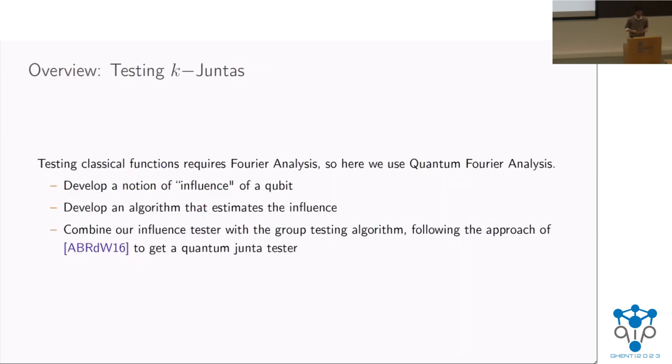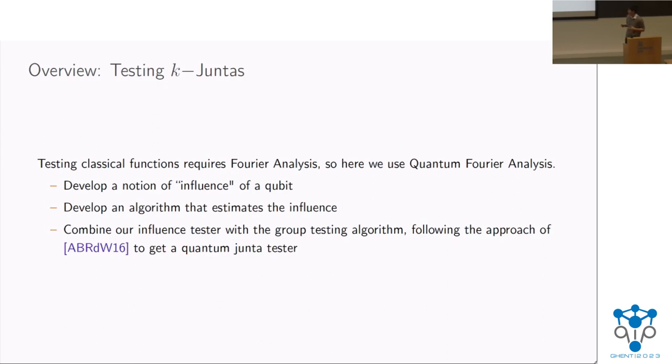So let me start off by giving you an overview of the algorithm and the techniques. For testing classical Boolean functions for being a Junta, there are techniques that are used like Fourier analysis. Here we're going to use a form of quantum Fourier analysis. In particular, we're going to define a notion of influence of a qubit, so how important is a qubit, how non-trivially does it act on that qubit? And then we're going to create an algorithm that will estimate this influence. So given a subset of qubits, can you estimate what the influence is of this set?